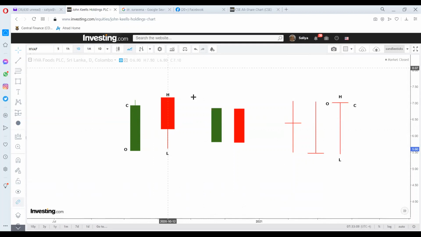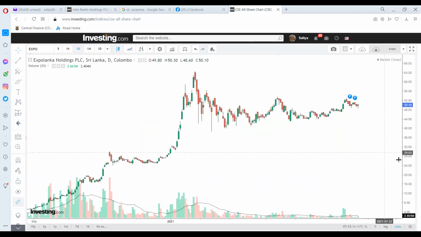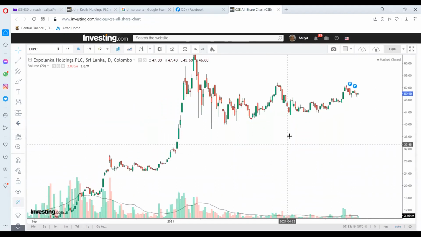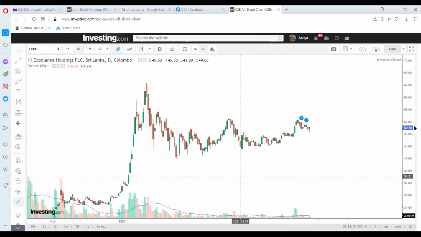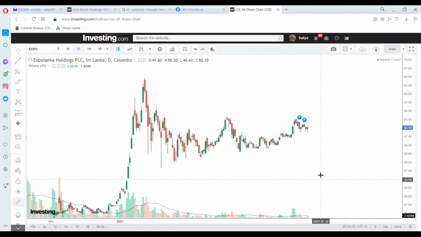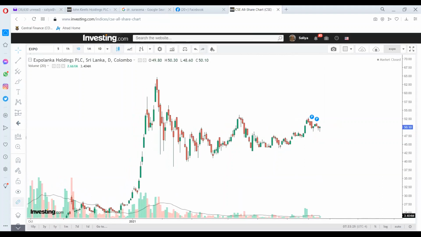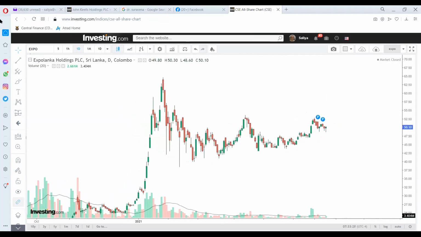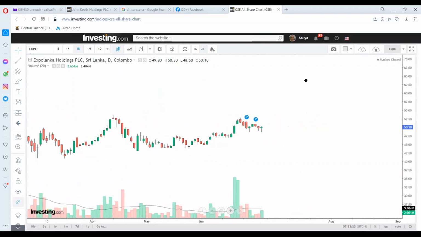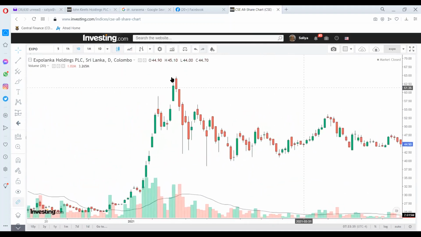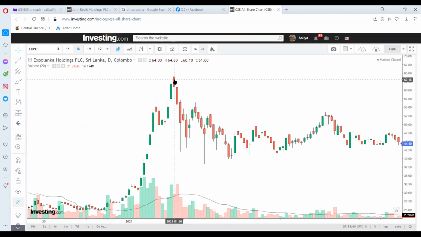So with this, as I mentioned, I'm going to take you through Expo Lanka here. I'm going to describe some of the candles, and then let's see what is happening right now. Now, in the case of Expo Lanka, you can basically see what has happened to Expo Lanka at the top, right? Expo Lanka hits a high of 64.60 on the 26th of January and makes a bearish close. Thus, it's a bearish candle.